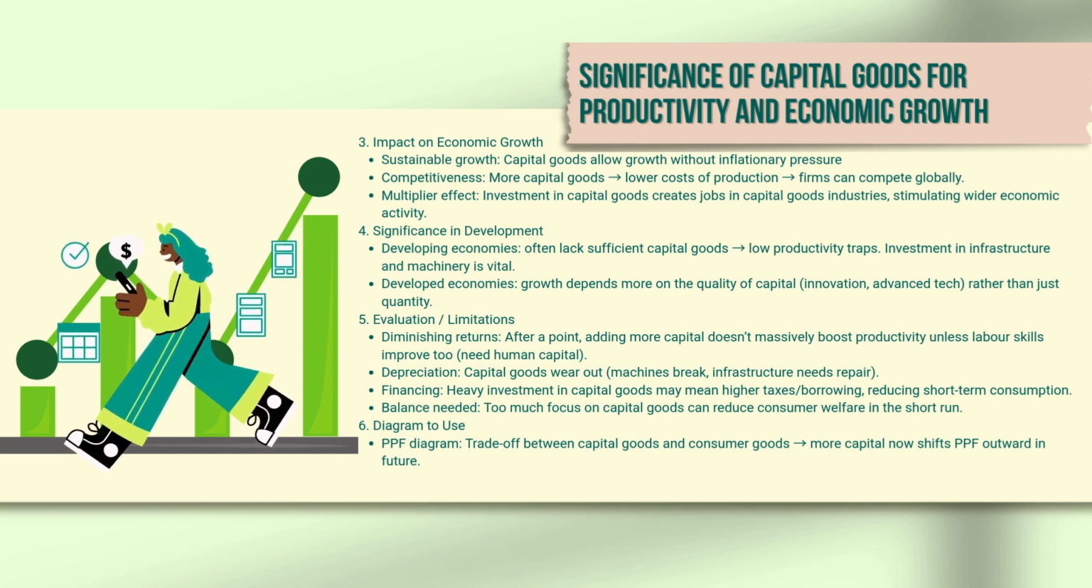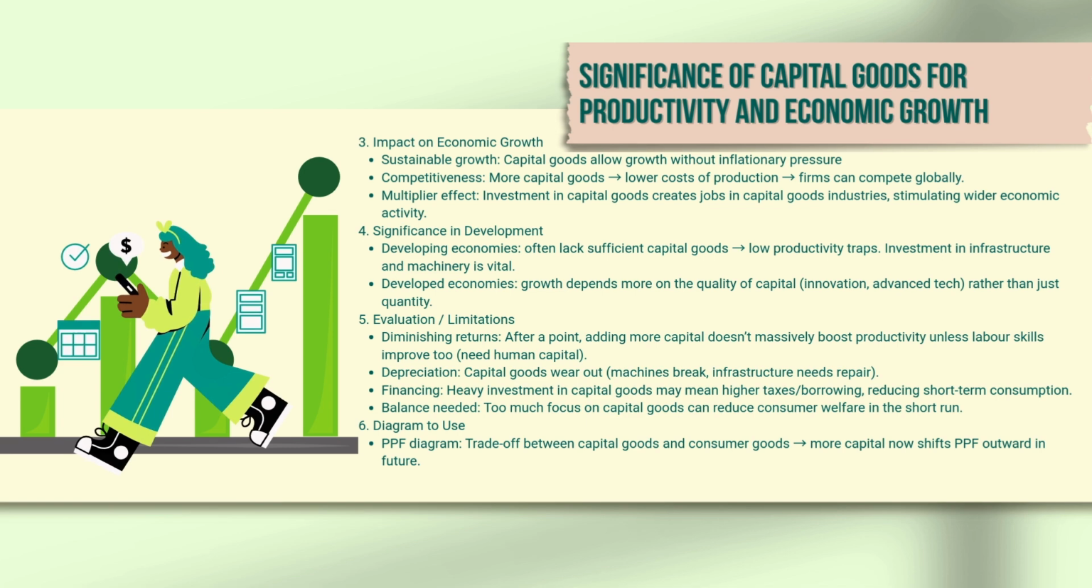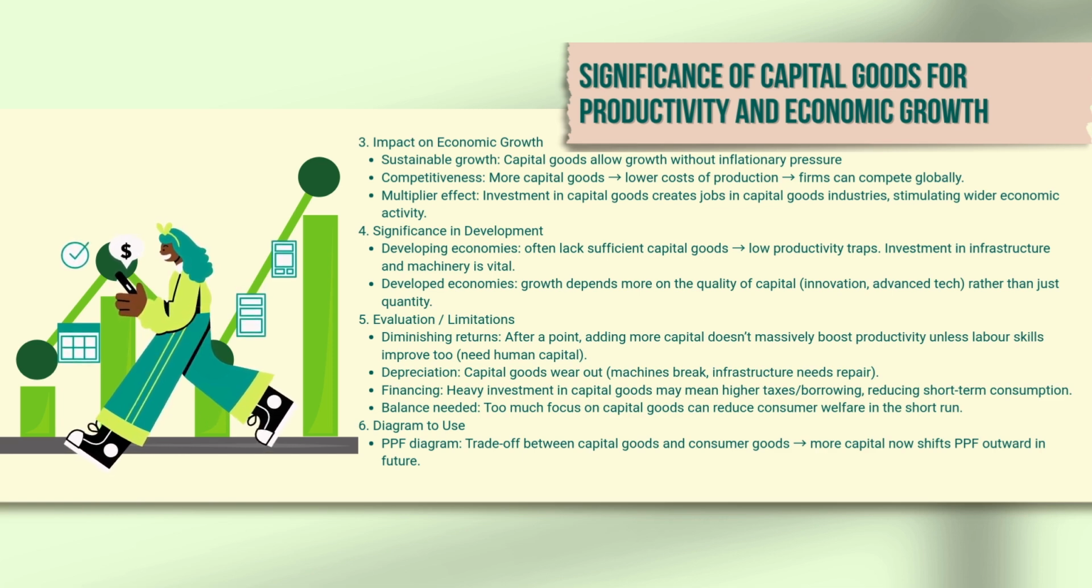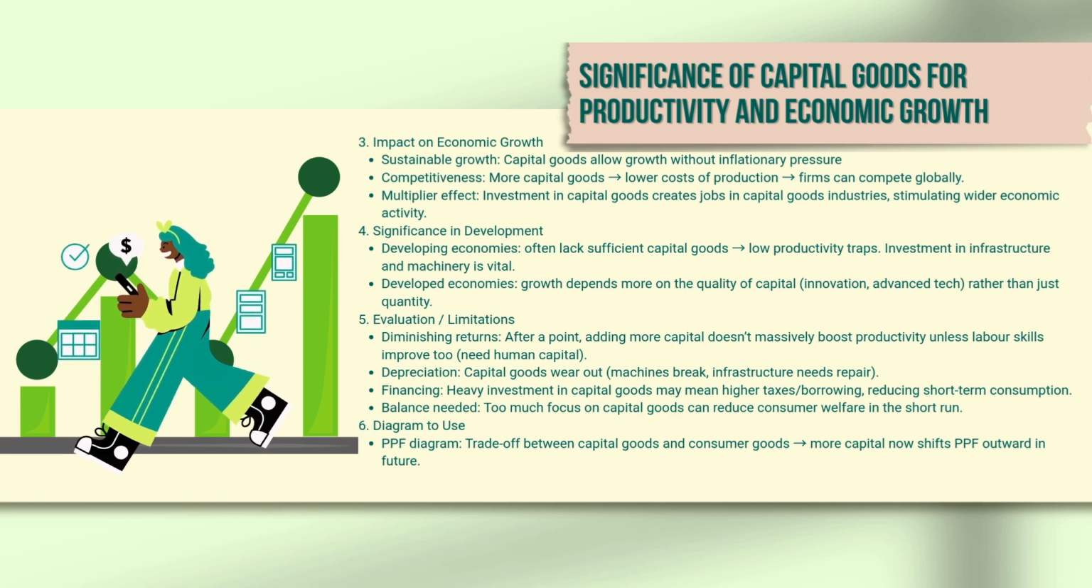Diagrams to use. PPF diagram. Trade-off between capital goods and consumer goods means more capital now shifts the PPF outward in the future. Significance of capital goods for productivity and economic growth. Impact on economic growth. Sustainable growth: capital goods allow growth without inflationary pressure. Competitiveness: more capital goods means lower costs of production, which means firms can compete globally. Multiplier effect: investment in capital goods creates jobs in capital goods industries, stimulating wider economic activity.